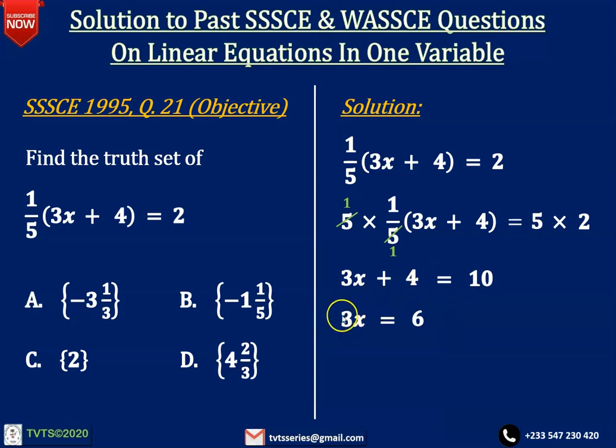Dividing both sides by 3, we have x to be 2. Therefore, the truth set is a set containing the elements x such that x is 2. Hence, the correct answer is option C.